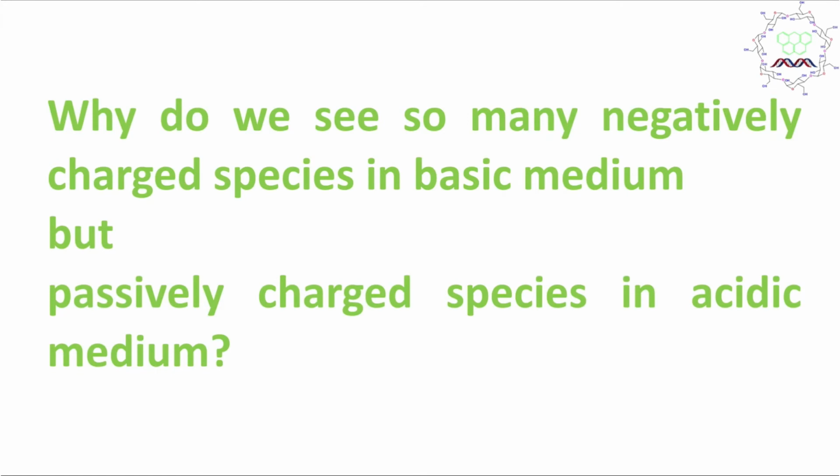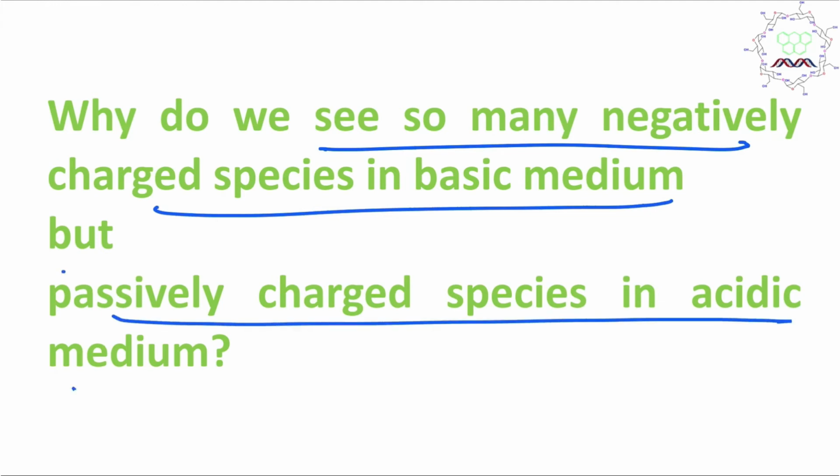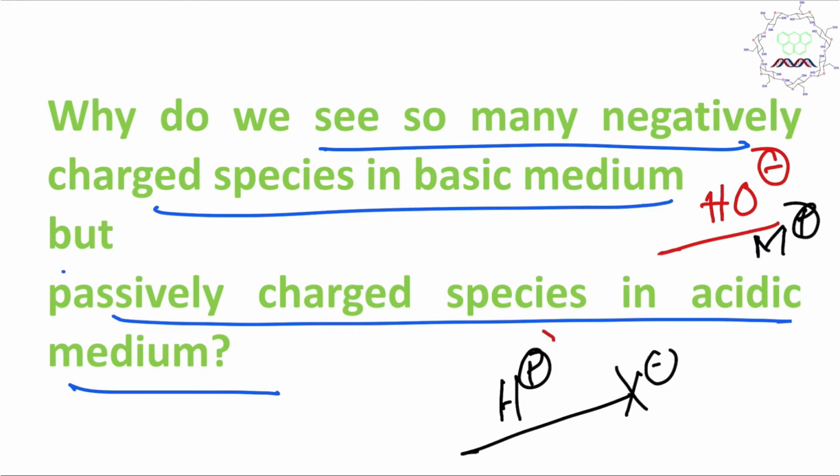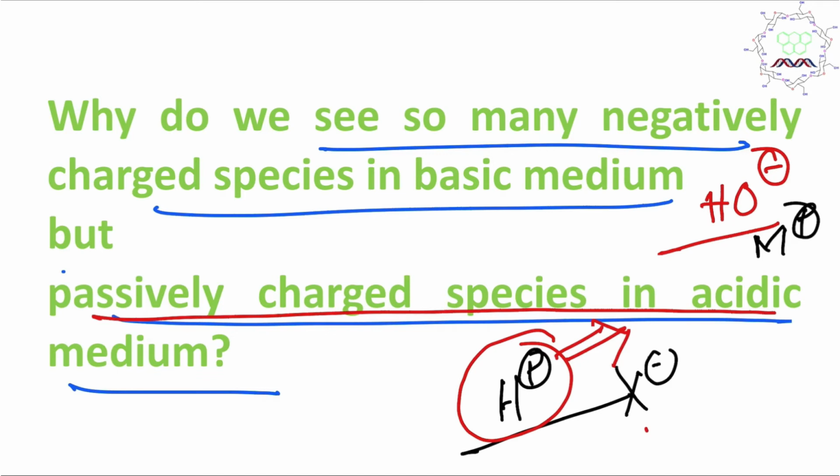Now, a simple question may come to your mind: why do we see so many negatively charged species in basic medium but positively charged species in acidic medium? See, basic medium means there is an excess amount of OH minus, and in case of acidic medium there is a significant amount of H plus. Although you can say, sir, you can't take OH minus only, there is some M plus, it's true, or in case of acid there is X minus, it's true, but the property is reflected by this H plus. In acidic medium more H plus is there, which means the conjugate base is stable, so this X minus or M plus is stable. So the reactivity is reflected because of either this H plus or OH minus.